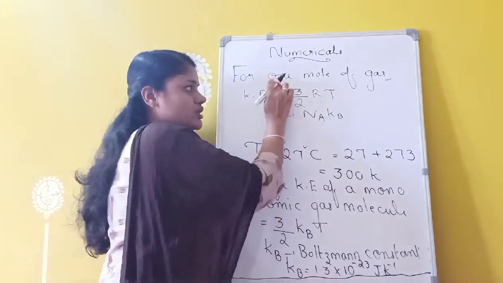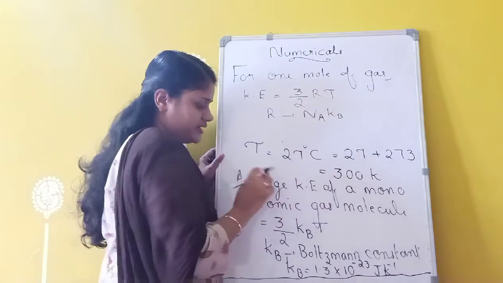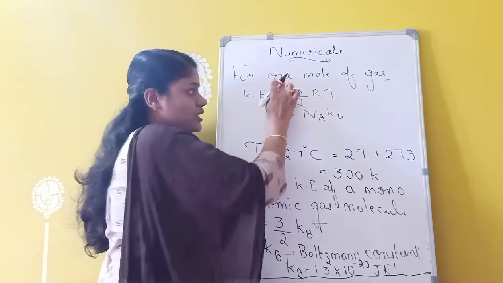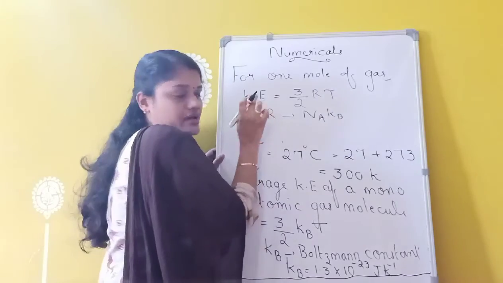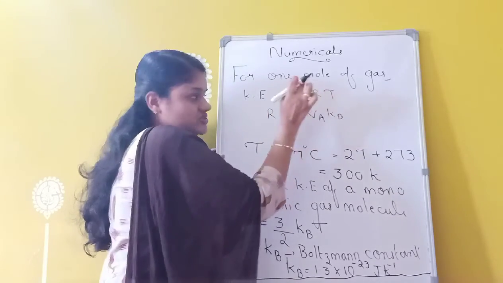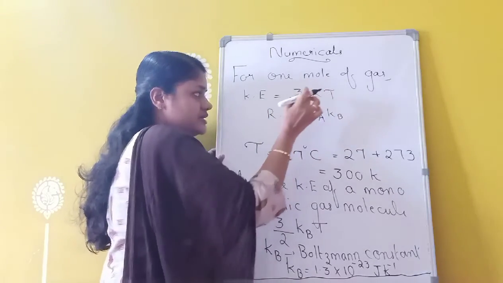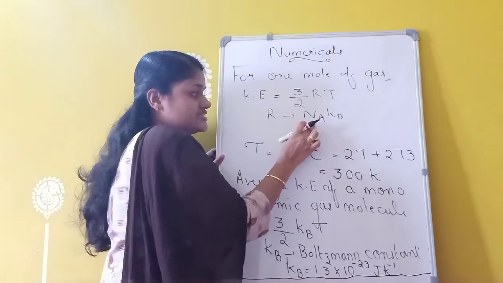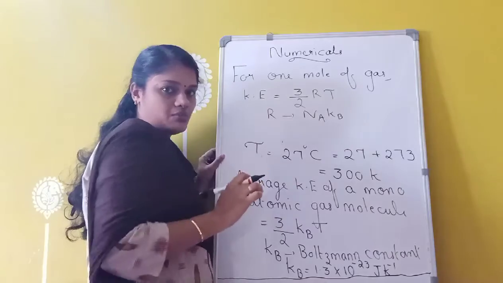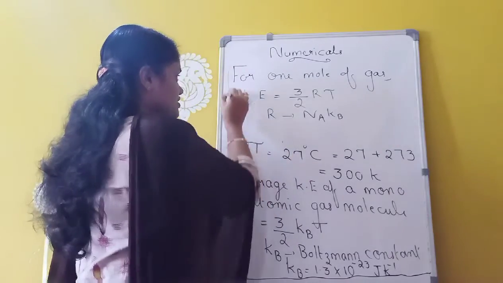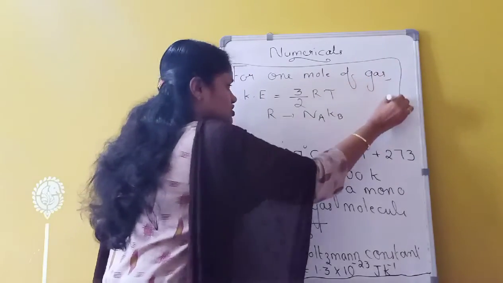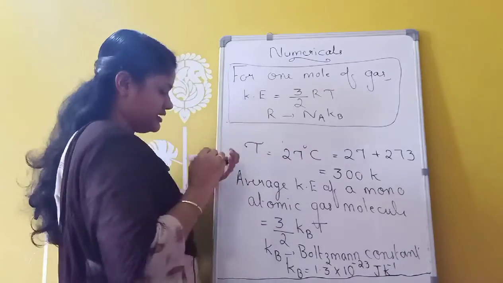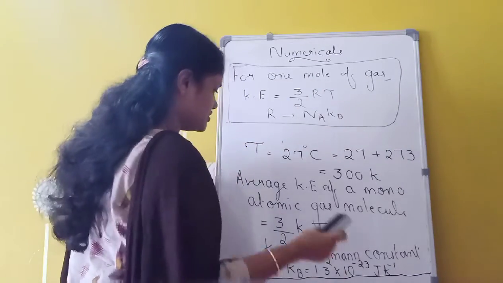So if it is asked for 1 mole of gas, and we want to find the average kinetic energy for 1 mole of gas, which formula can we use? 3 by 2 R into T. Here R is the gas constant and this R can be substituted as Na into Kb. Here Na is the Avogadro number and Kb is the Boltzmann constant. But here we have to find which one? The average kinetic energy of 1 molecule of gas. So we can substitute the values.